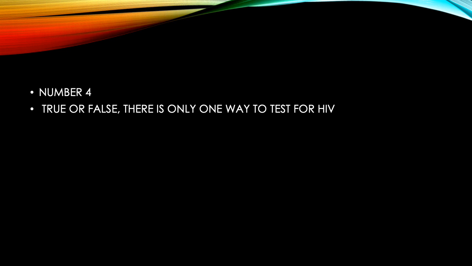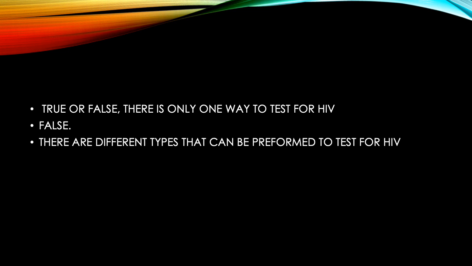Number 4, true or false? There is only one way to test for HIV. The answer is false. There are different types of tests that can be performed to test for HIV. You have blood samples, rapid HIV testing that uses cells from your cheek. There's a rapid little finger prick blood test. But ultimately, the NAT or nucleic acid test is the preferred method because it actually shows the amount of virus that's in the blood.